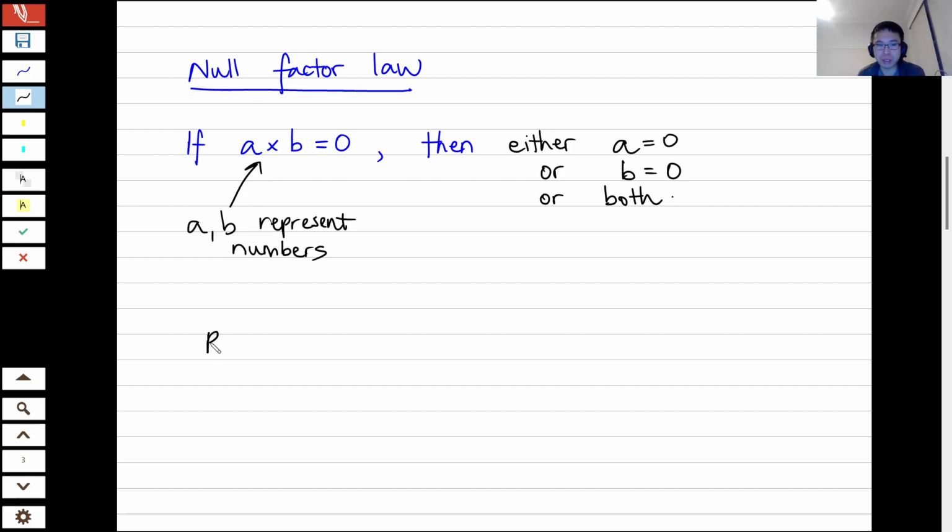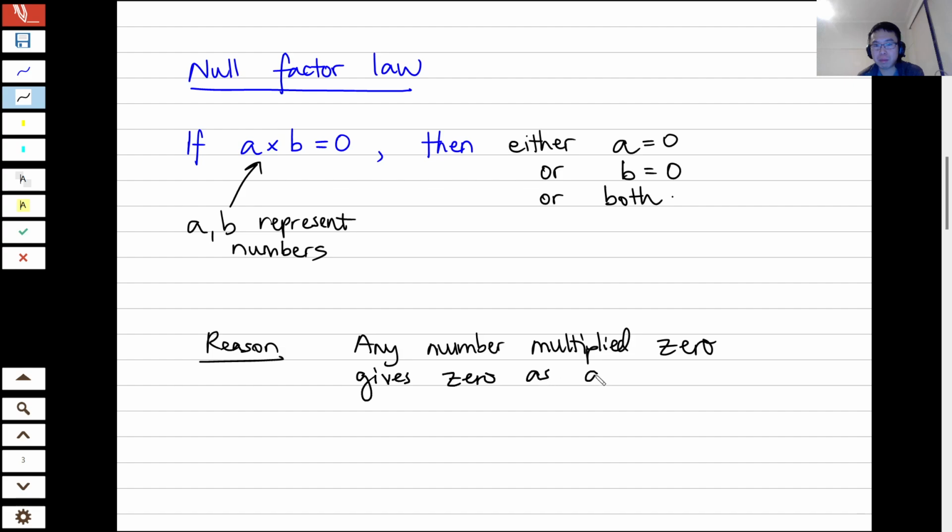And the reason for this is any number multiplied by 0 gives 0 as a result. So for example, 5 times 0 is 0. So if I give you a pair of numbers a and b and they multiply to give 0, then at least one of those numbers has to be 0.